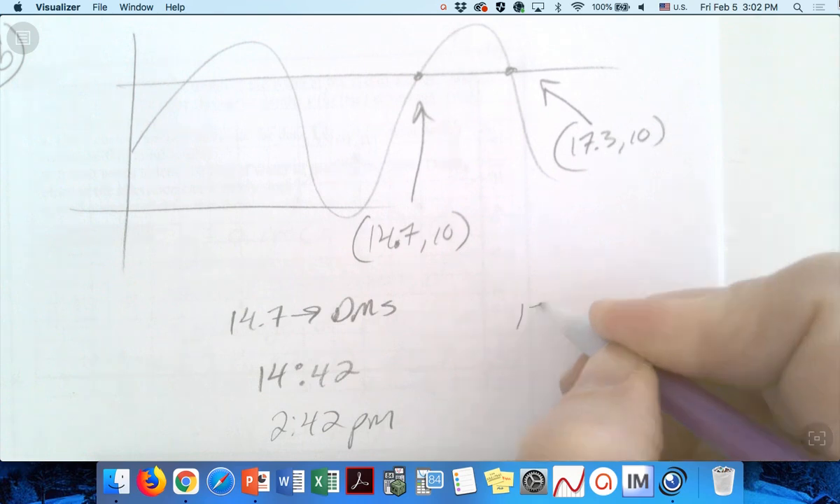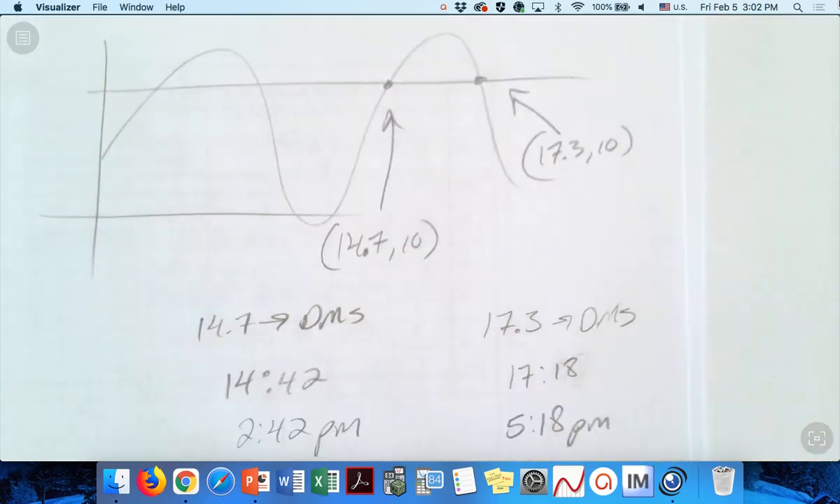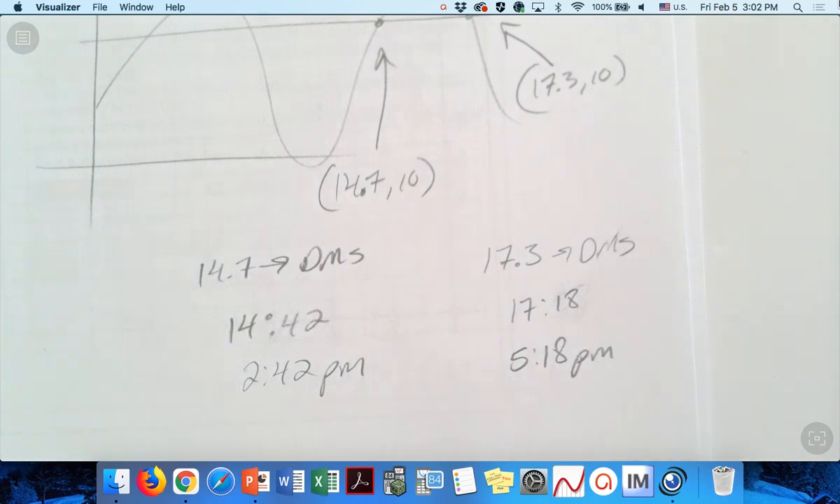Okay, so then 17.3, convert that over to time. If you gave military time on a test, I would, of course, count that correct.